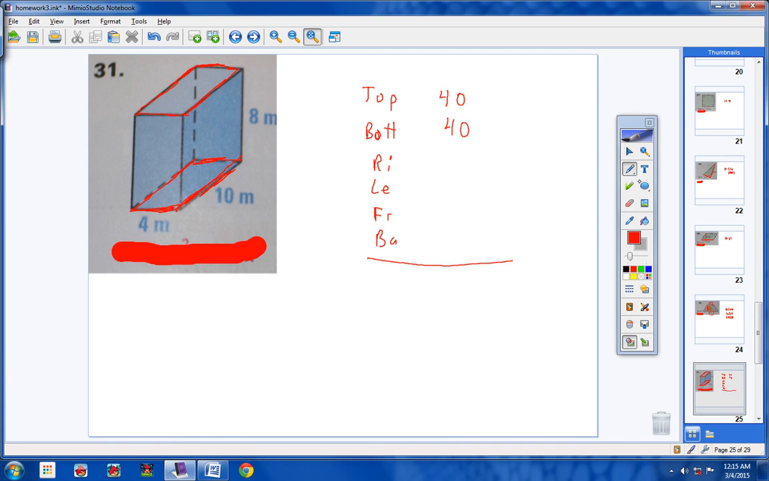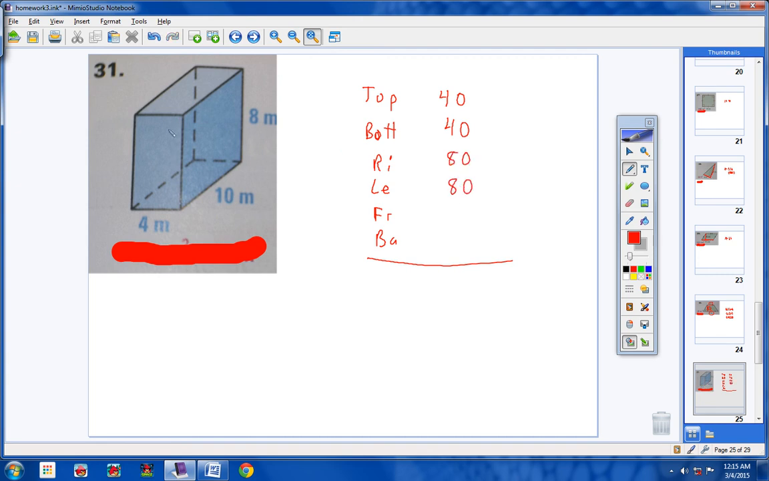Okay? Now let's find next the area of the right side. Now the right side is right here. And it's obviously going to be the same shape as the left side over here. Okay? So in order to find this right side, I have length times width, 8 times 10. So the area of the right side is 80. The area of the left side is 80.